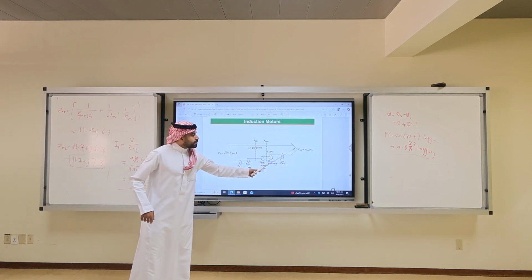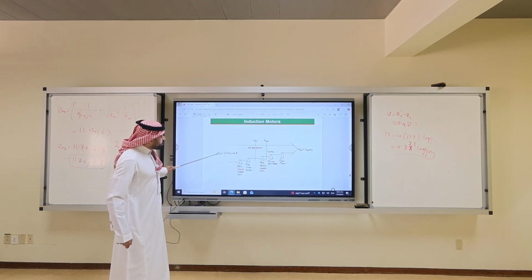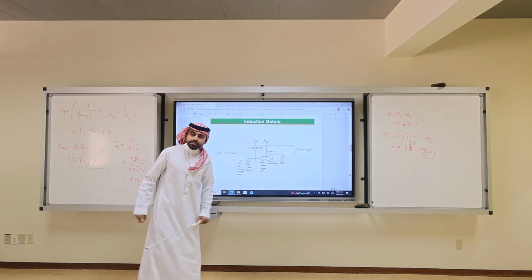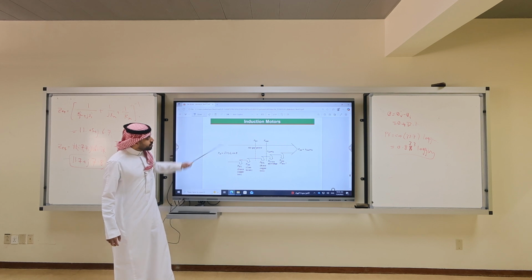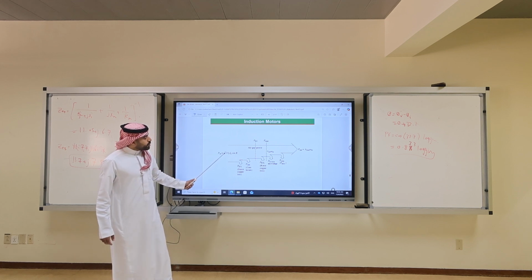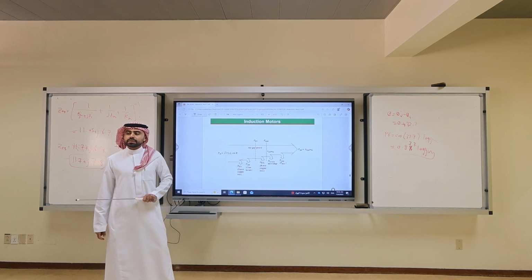At the beginning, is the input power of the motor larger than the output power? Yes, because we have losses. What is the input power? Square root of 3 Vt. What is Vt?